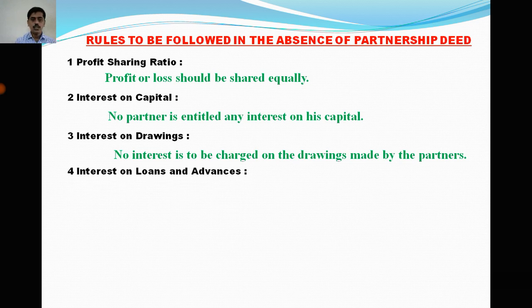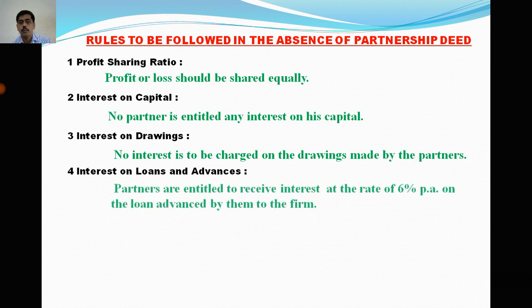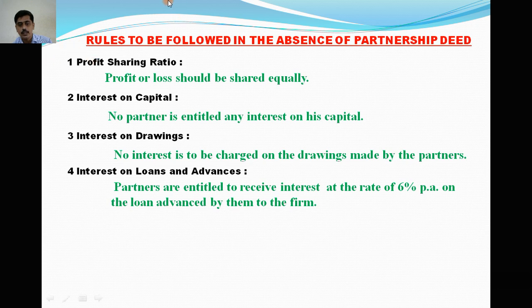Next, interest on loans and advances. When the partnership deed is silent, partners are entitled to receive interest at the rate of 6%. Remember, if the partnership deed is silent, partners are entitled to receive interest at 6% per annum on the loan advanced by them to the firm.